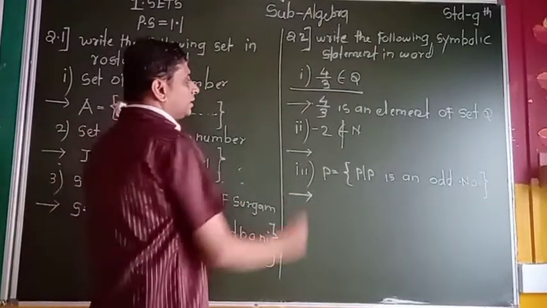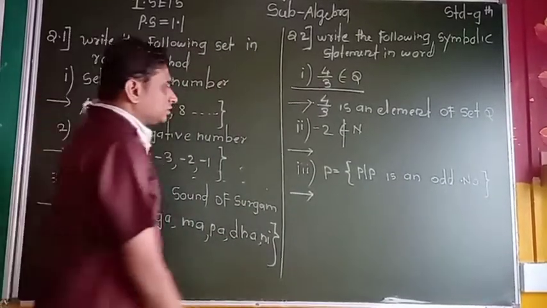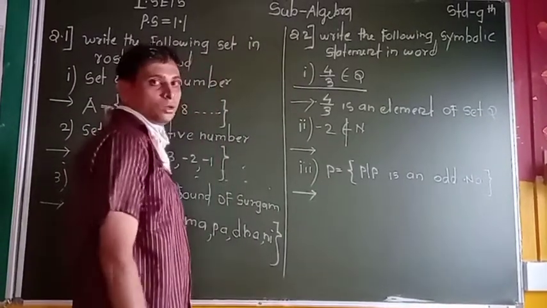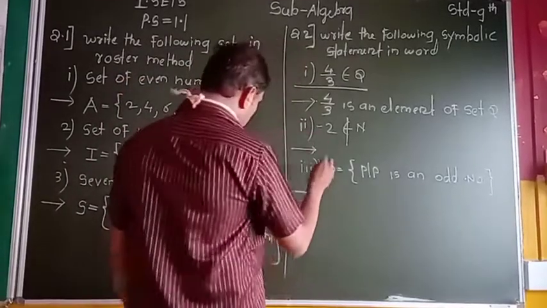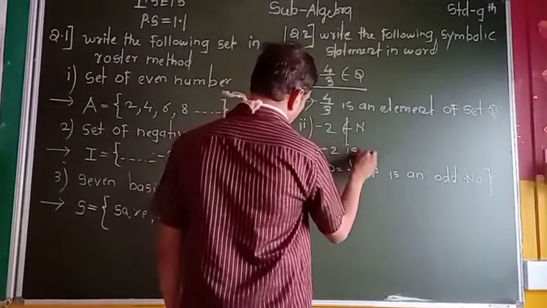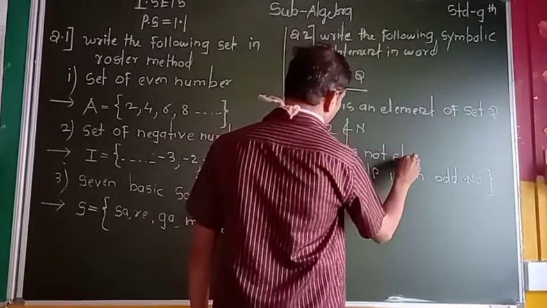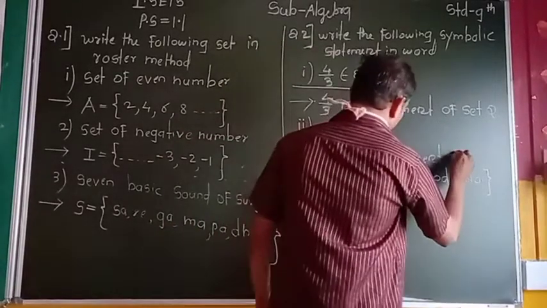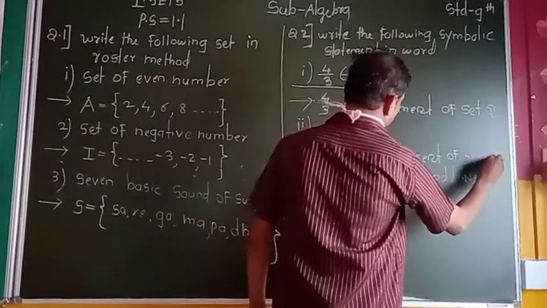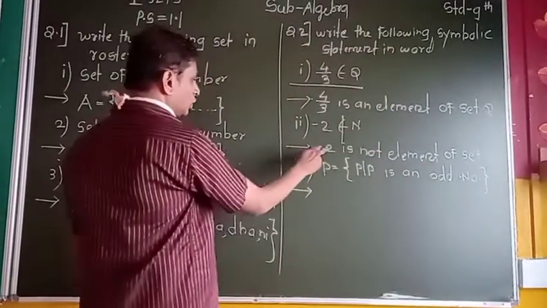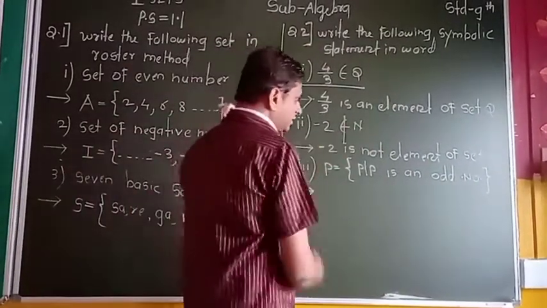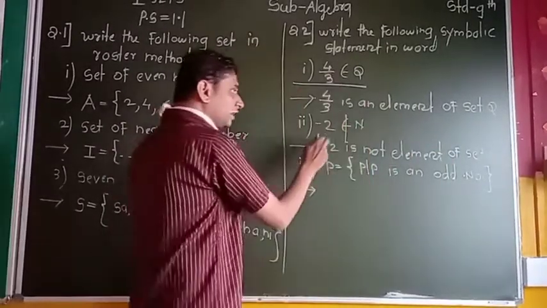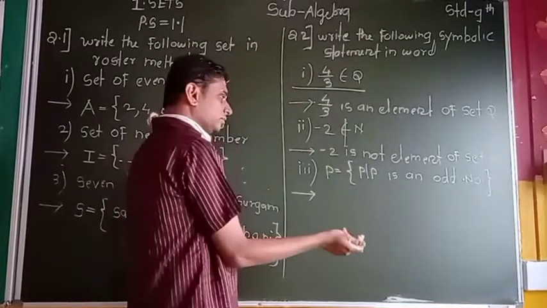Next, -2 does not belong to N. How do we write it as a statement in words? -2 is not an element of set N. That means the element -2 is not in the set N. We write it in statement form, and we read it as -2 does not belong to N.